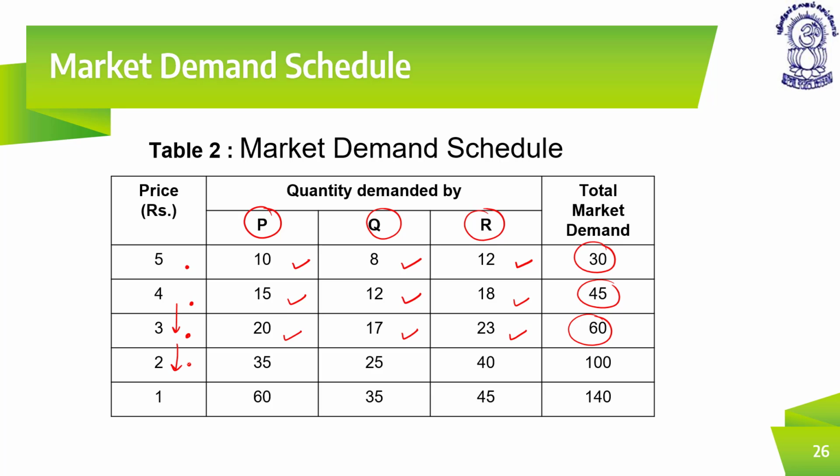If we continue the same, over here at the price level of 2, P has demanded 35, Q had demanded 25, R had demanded 40, and in total they had demanded 100. At 1 rupee, P had demanded 60, Q had demanded 35, R had demanded 45, and total market demand is 140 units.